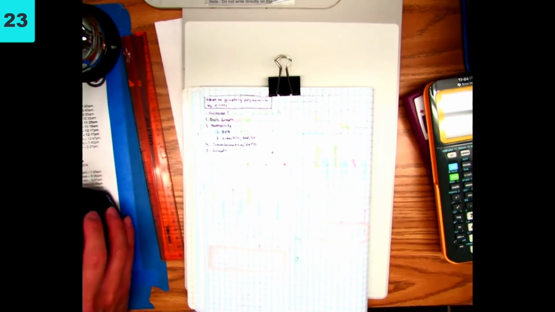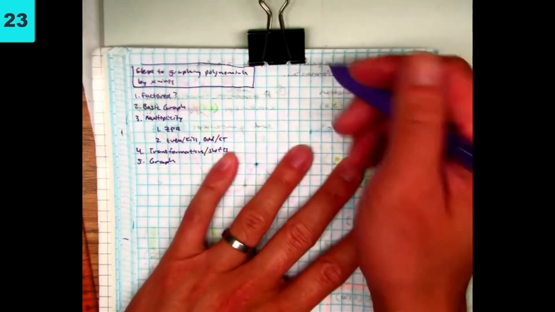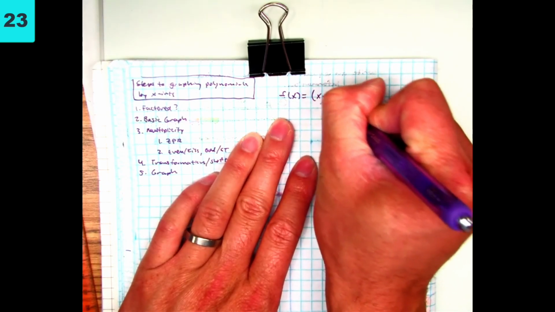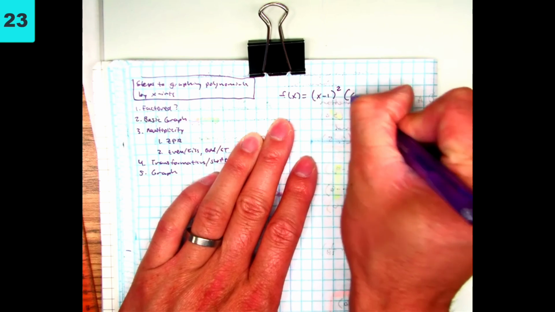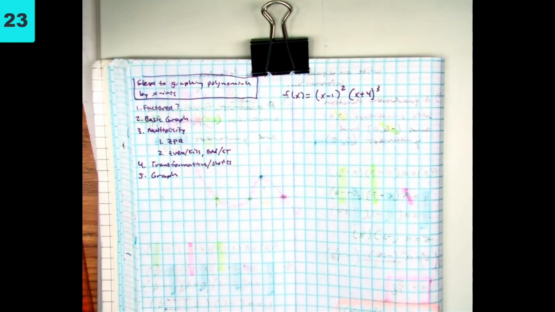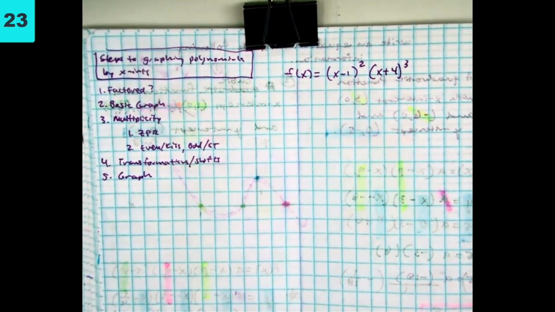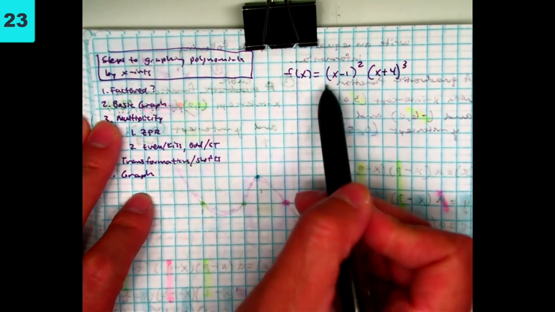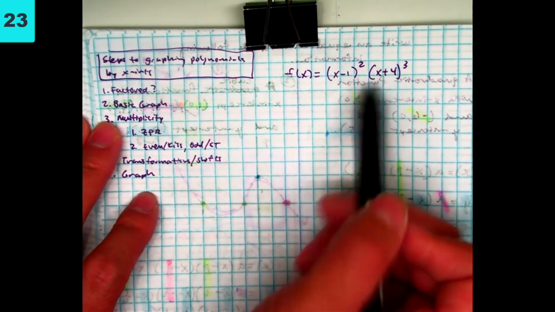So let's get an example here. I just wrote down the steps. Here's our example. F of x equals x minus 1 squared, x plus 4 to the third power. So let's just go through those steps. Question: is it factored? Yes, it is factored. I know it's factored because it has parentheses.